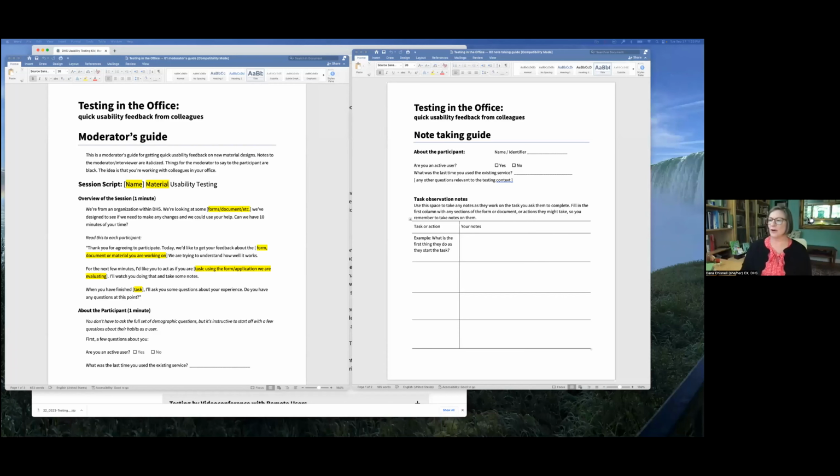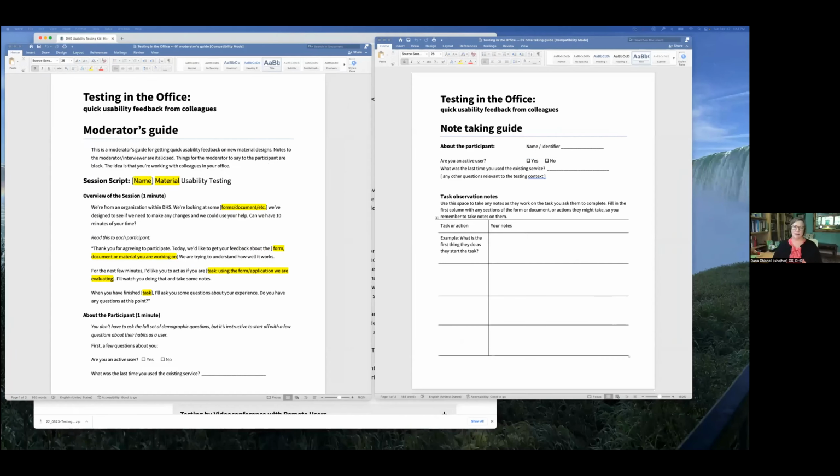So now what I'm showing is two Word documents. On the left-hand side is a really simple, like Mad Libs fill-in-the-blank template for a moderator's guide, or you might call it a script. PRA probably would suggest that you're not using a script because you're not going to ask the same questions of every participant. We can talk about PRA some other time.